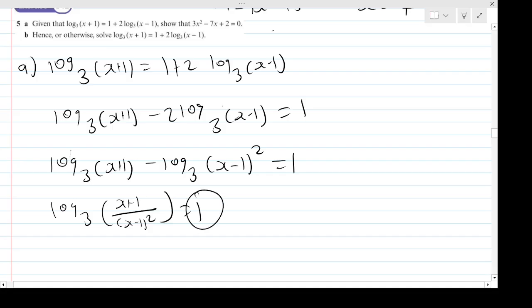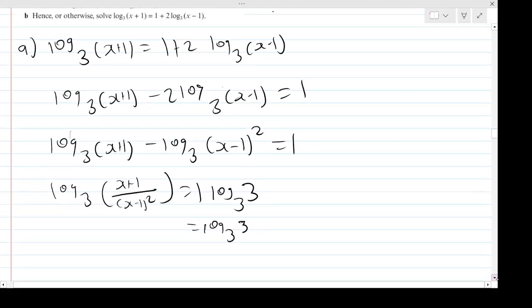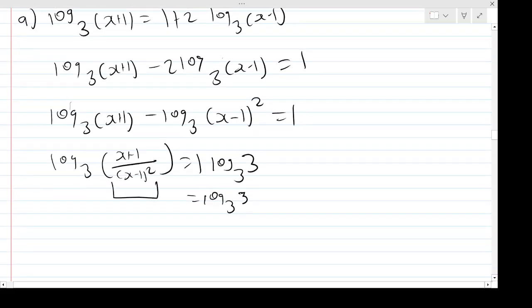And so actually I can be a bit crafty and say that 1 is just log base 3, the same base, of 3, because that cancels to get me just 1. And then I can bring the 1 inside, so that's log 3 of 3 to the power of 1. Well, that's just 3. At that point, if I compare what's inside the logs, that means x plus 1 over x minus 1 squared equals 3. Okay? So hopefully you're with me there. At this point, it's no longer logs, it's just solving an equation.